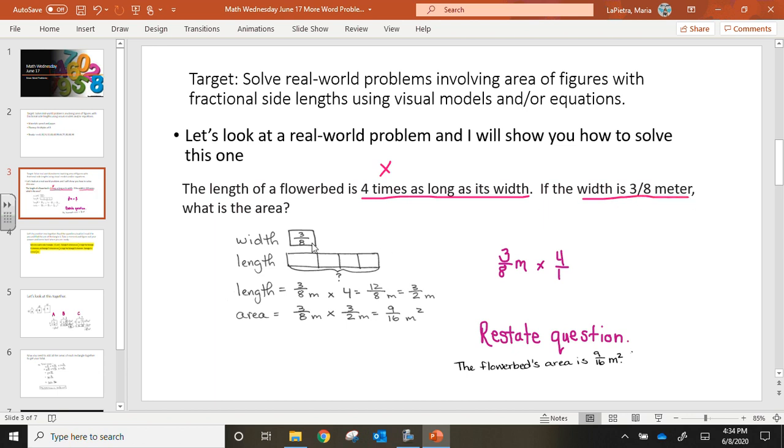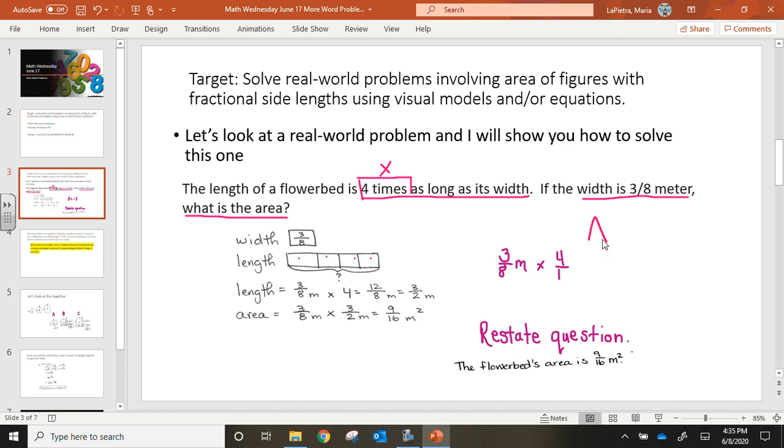So here's my width. Sometimes you use the box method, which would be much easier. It would be 3/8 in each one of these lengths because it said 4 times. Okay, what is the area? What are we going to do? Area is length times width.